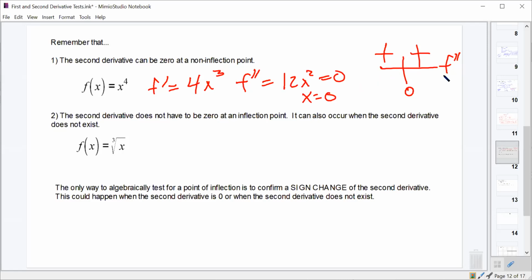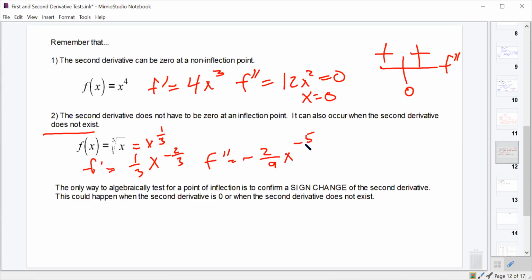And the other thing is make sure that you check when your second derivative doesn't exist. A lot of people start forgetting about that because it doesn't happen that often. But if you look at something like x to the 1/3, or the cube root of x, right? Well, where f prime is 1/3 x to the negative 2/3, and f double prime is negative 2/9 x to the negative 5/3. Well, this never equals 0, right? If you rewrite it as negative 2 over 9 x to the 5/3, that will never equal 0, but it is undefined at x equals 0.